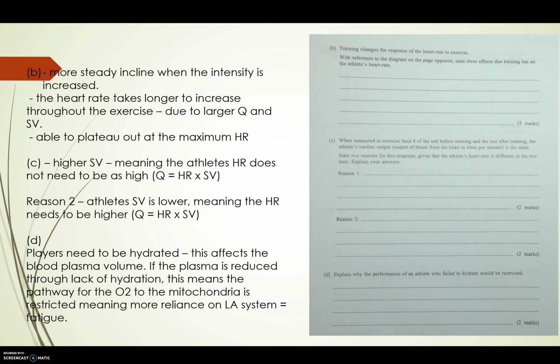So if the plasma is reduced through lack of hydration, this means the pathway for the oxygen to the mitochondria is restricted, meaning again our oxygen delivery is affected, bringing that more reliance on the lactic acid system, becoming fatigued. If we're hydrated and working at a high aerobic intensity, we can do that without fatigue. If we're suffering dehydration, our body is unable to deliver that oxygen because of the low plasma levels.